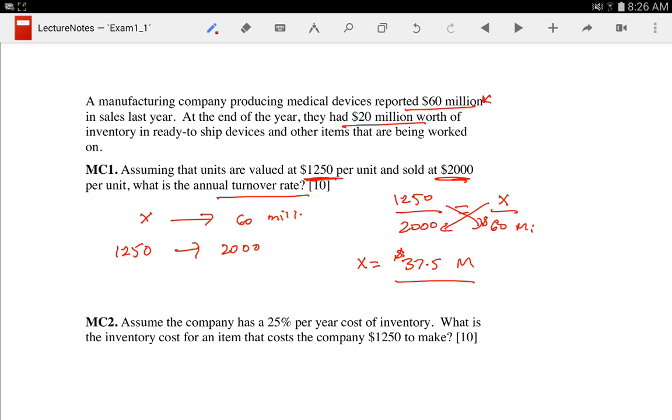Now we know COGS, we know the inventory. Then inventory turn is pretty simple. Inventory turn is COGS divided by inventory. So that is 37.5 million divided by 20 million. This comes out to be 1.875. So this is our inventory turn.